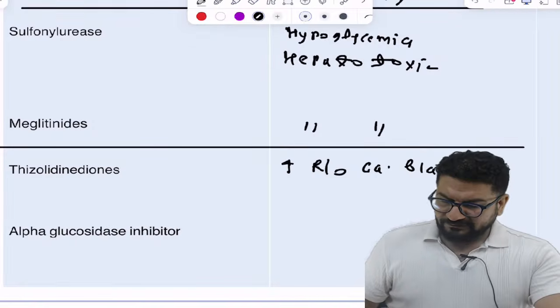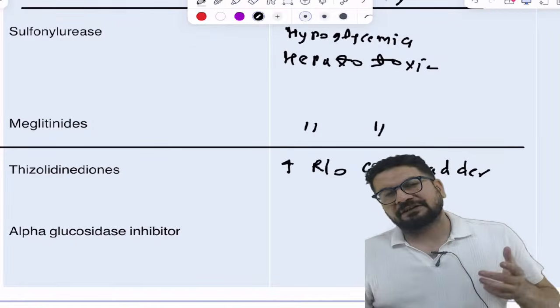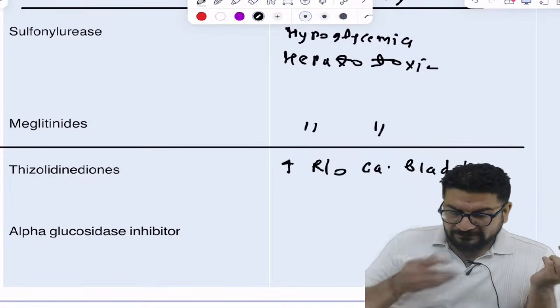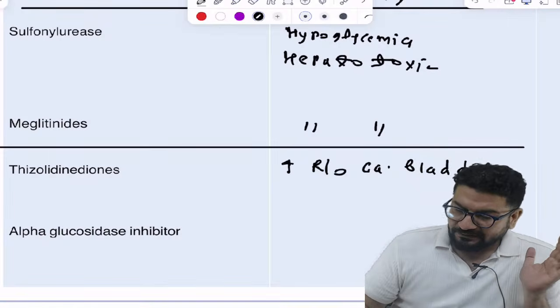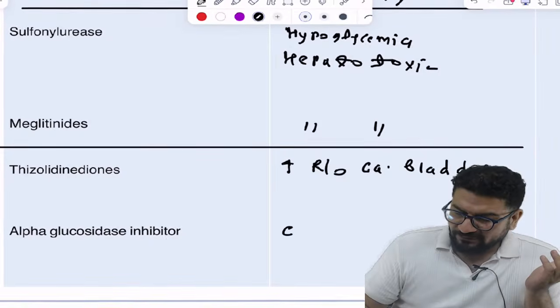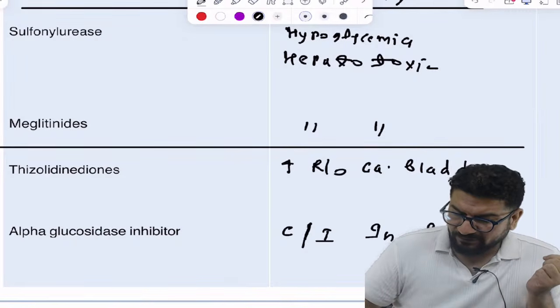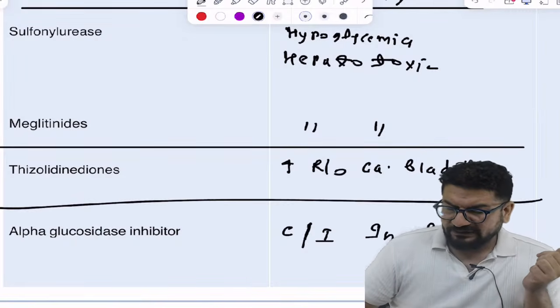Alpha glucosidase inhibitors, so understand this, these are those drugs which can lead to constipation, sometimes they can lead to a secretory type of diarrhea, so they will affect your gut metabolism. So basically remember what they ask you in exam, these are the add-on drugs, and they are contraindicated in those patients who have inflammatory bowel disease, they are contraindicated in IBD.